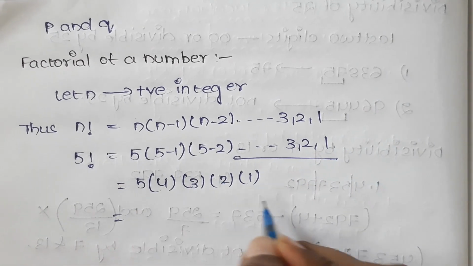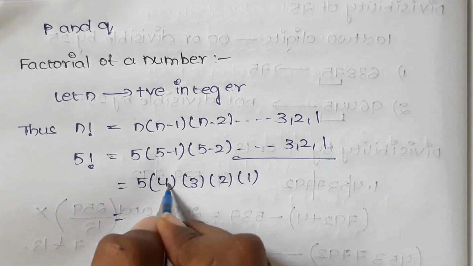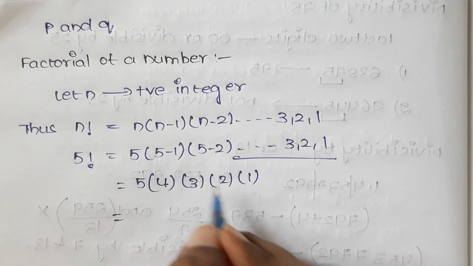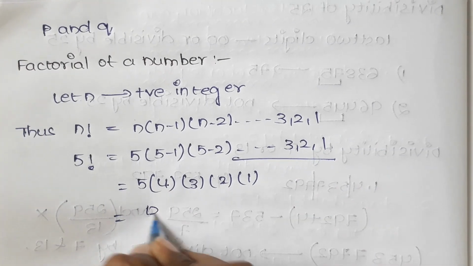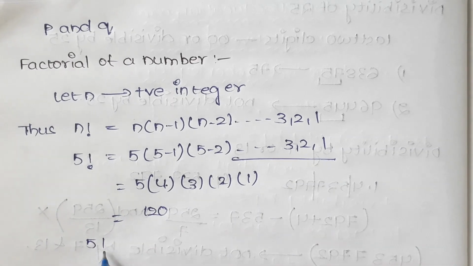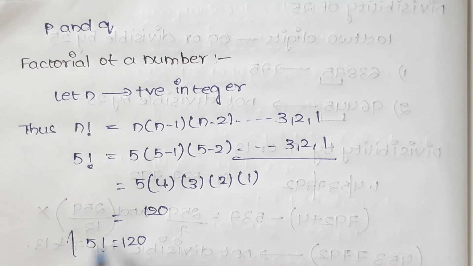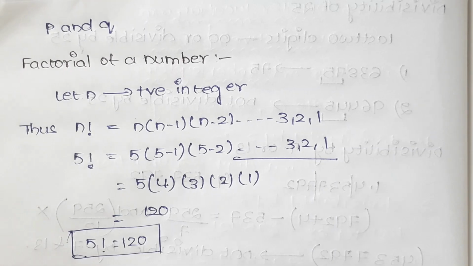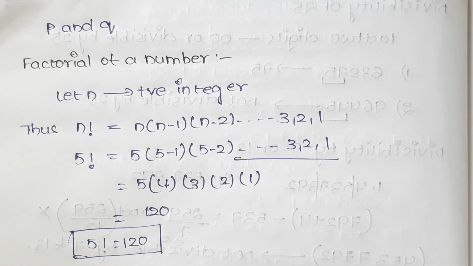So when we do this product, it is called factorial. 5 4s are 20, 20 3s are 60, 60 2s are 120. 5 factorial is nothing but 120. And this is about the factorial of a number.